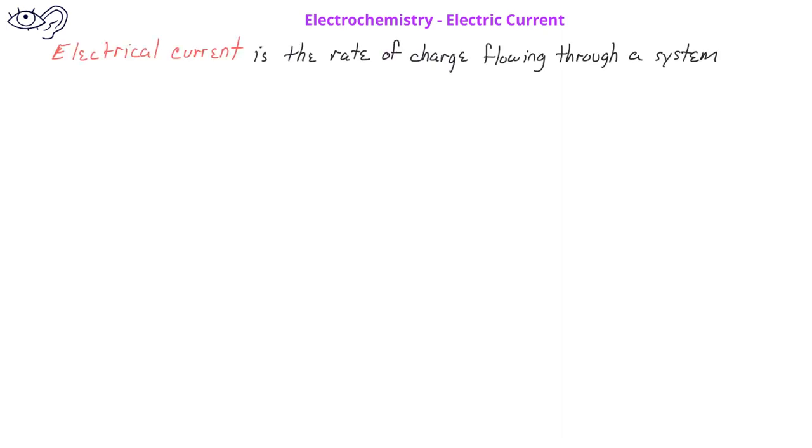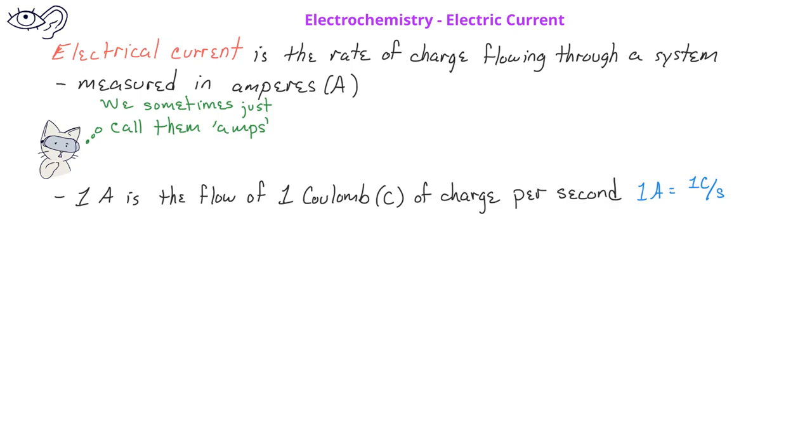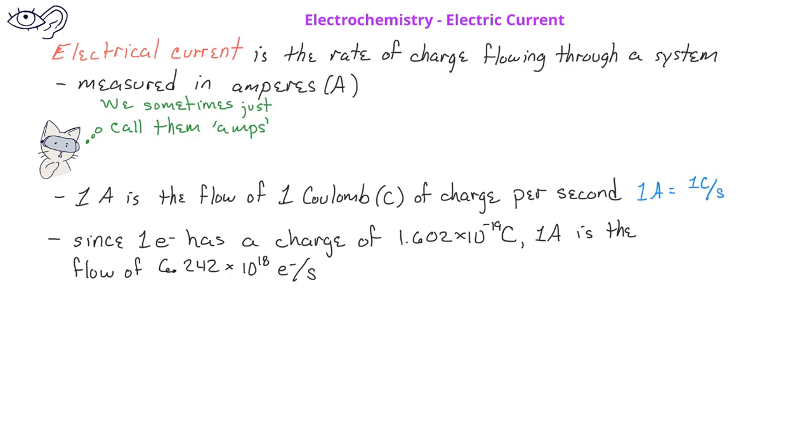When we discuss electrical current, we are referring to the rate of charge flowing through a system, and we measure it in units of amperes, represented by capital letter A. 1 amp is the flow of 1 coulomb of charge per second. Since 1 electron has a charge of 1.602 times 10 to the negative 19th coulombs, 1 amp is the flow of 6.242 times 10 to the 18th electrons per second.